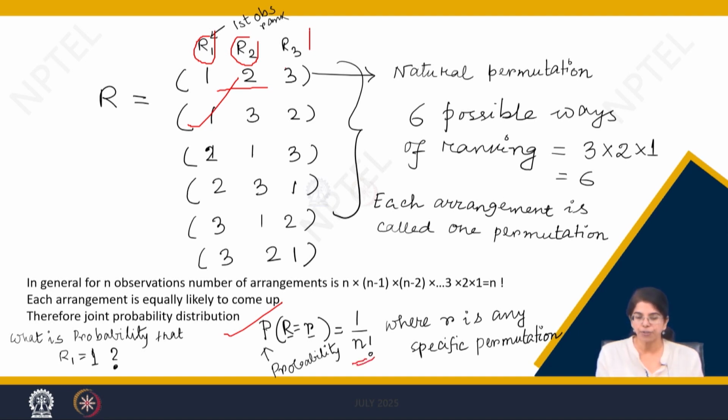Now what is n factorial? N factorial means n into n minus 1 into n minus 2, down to 3 into 2 into 1. So 3 factorial means 1 into 2 into 3, that means 6. So that's how that 6 comes up.